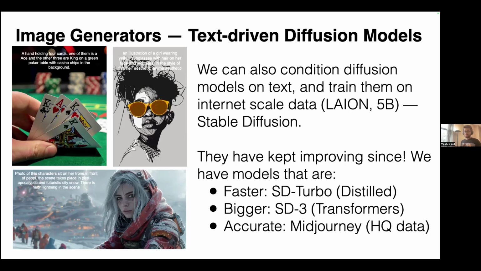And since then, these diffusion models have kept improving and getting better and better. They have become faster. Something called distillation has worked out pretty well. And as DiT has come out, they have become much bigger, where we replaced the UNet with a transformer and made the parameter count go up much higher. And they have also become more accurate.